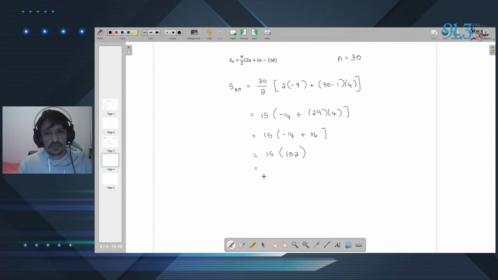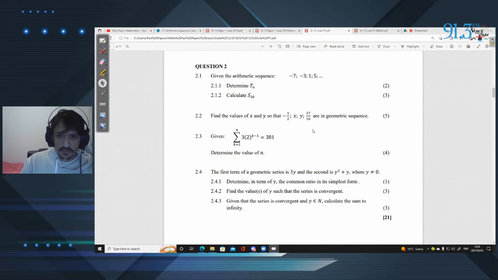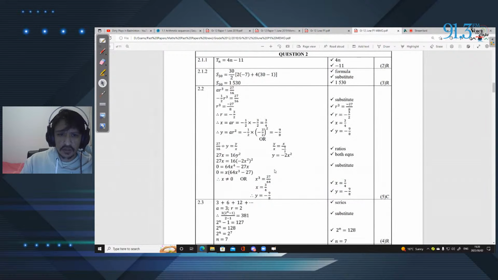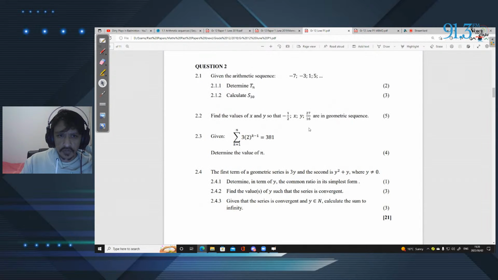And we can just do this quickly. So 15 times 102. 1530 is supposed to be our answer. Let's hope my mental arithmetic was correct. Let's just double check. 1530 is the answer. There we go. Easy peasy. Not too hard at all. Quite simple, right? Now, the next question, 2.2.